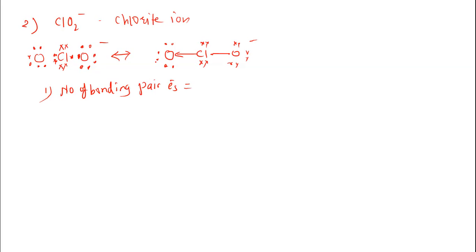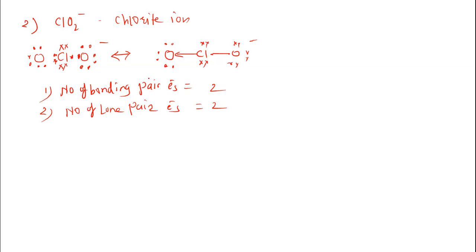So it is equal to, this 2 and this 2. Number of bonding pair electrons is equal to 2. This is one pair, this is one pair. Second, the number of lone pair electrons on the central atom, chlorine. The number of lone pair electrons on the chlorine, this one and this one, is equal to 2.